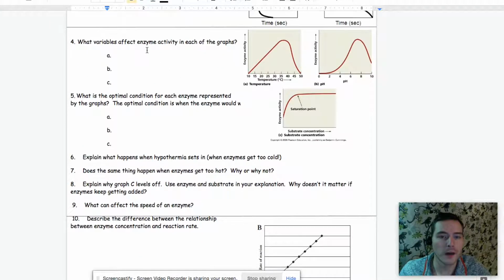Number four, what variables affect enzyme activity in each of the graphs? So if I look at the graphs, I know it's temperature. Temperature affects enzymes. pH affects enzymes. Remember, if the pH or the temperature changes too much, the enzyme becomes denatured and doesn't work as well. And the third one here is substrate concentration, how much substrate there is.